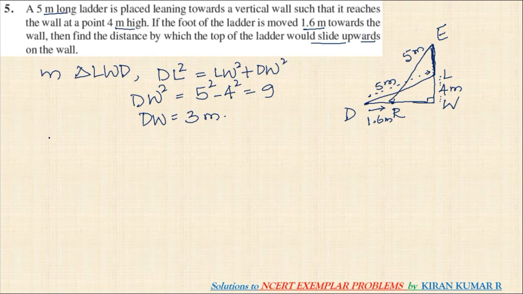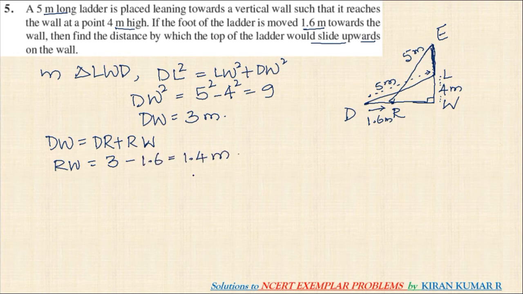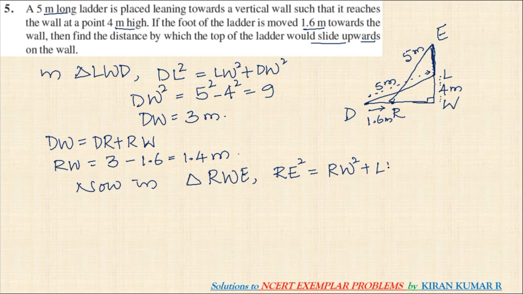So we can find out DW as the sum of DR plus RW. So RW will be DW, which is 3, minus DR, which is 1.6. We get it as 1.4 meters. Now in triangle RWE, again we have got a right angle. The hypotenuse will be RE. RE square will be equal to RW square plus EW square.